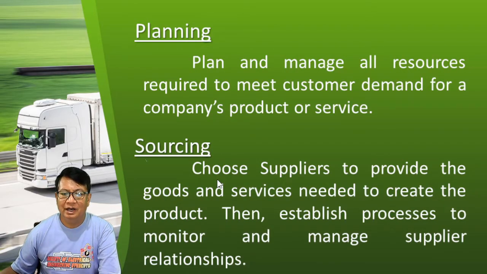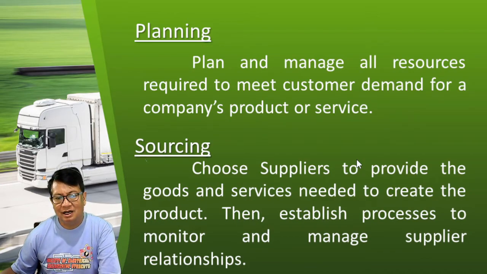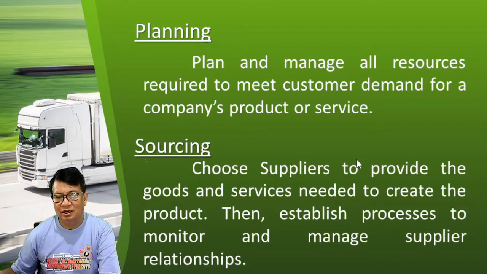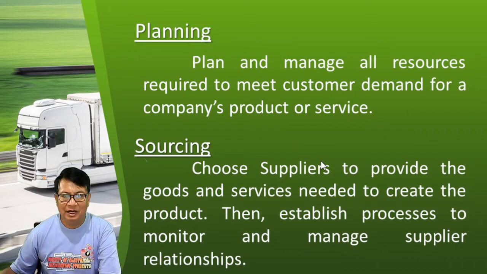Choose suppliers to provide the goods and services needed to create the product, then establish processes to monitor and manage supplier relationships. This focuses on the source or sources of our raw materials, so where to get our raw materials. We have several types of raw materials, depending upon our products or our services, so we should consider our raw materials. If you are going to engage in this kind of production or business, see to it that we have a continuous, sustainable supply of our raw materials or input, and have a good relationship with the supplier of our product or materials.